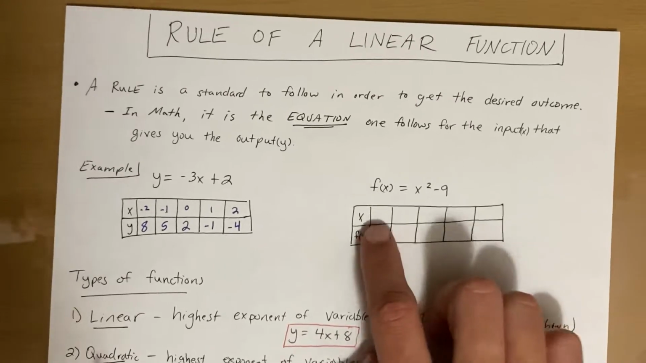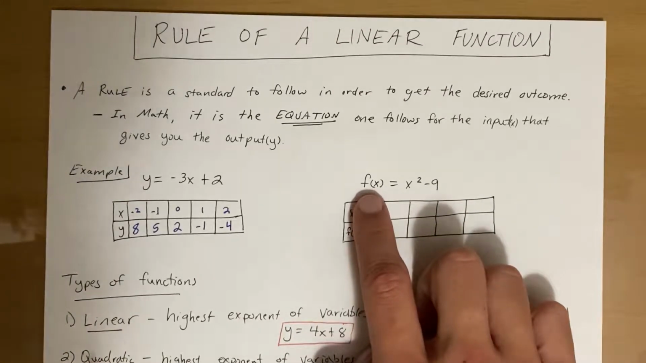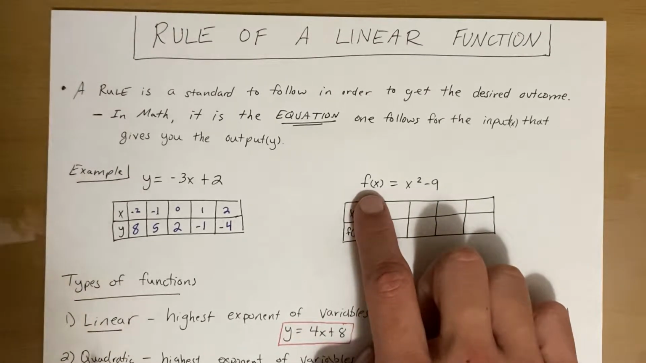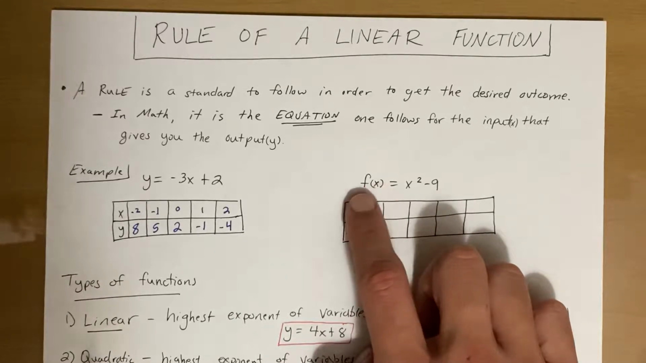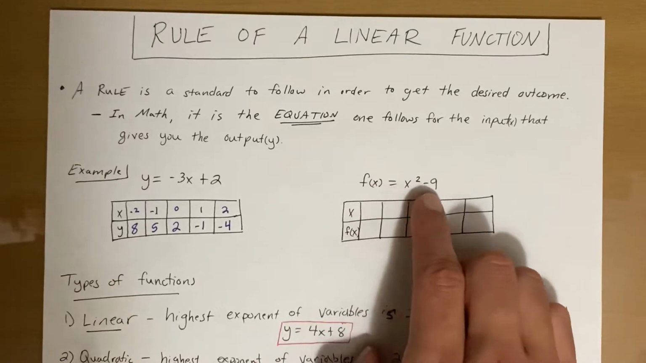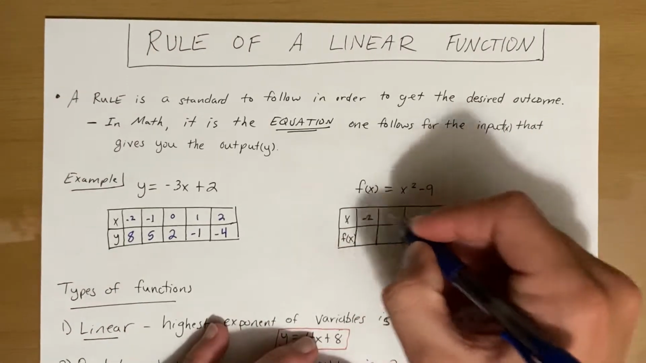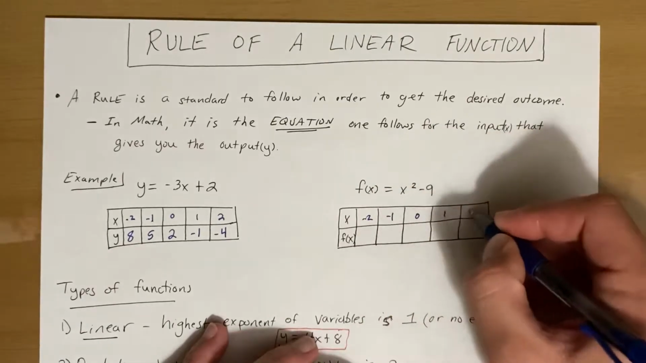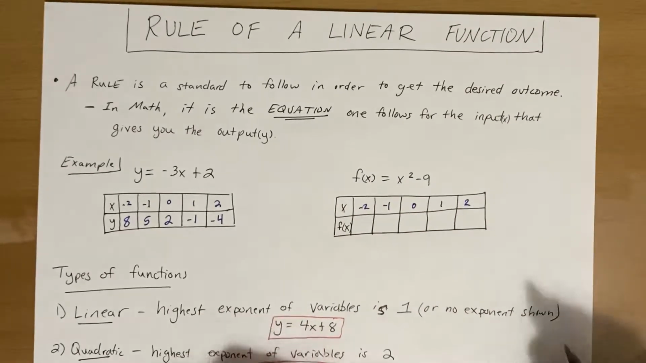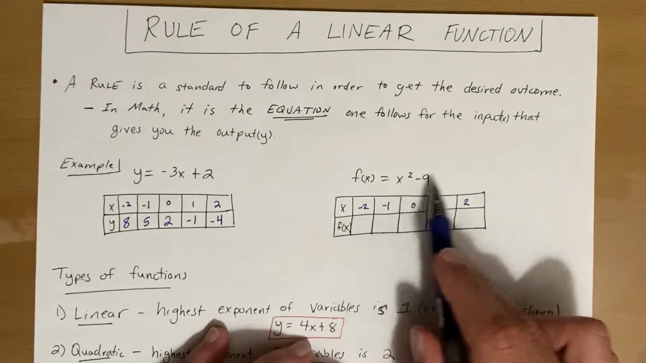Okay, if I look over here, this is actually called function notation. The next video will be about function notation. This we would read as f of x, or the function of x, equals x squared minus 9. So once again, let's use -2, -1, 0, 1, and 2. And all we're going to do is plug these values in for x and solve.